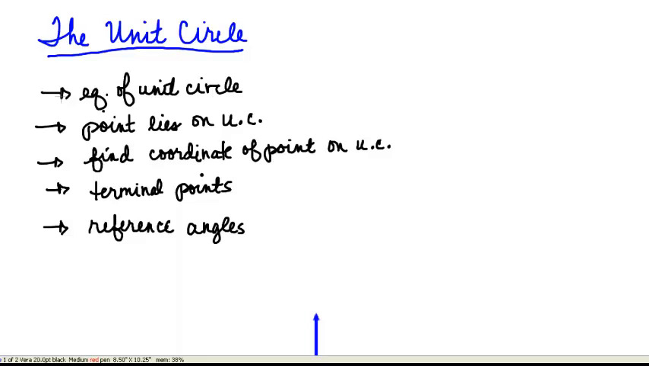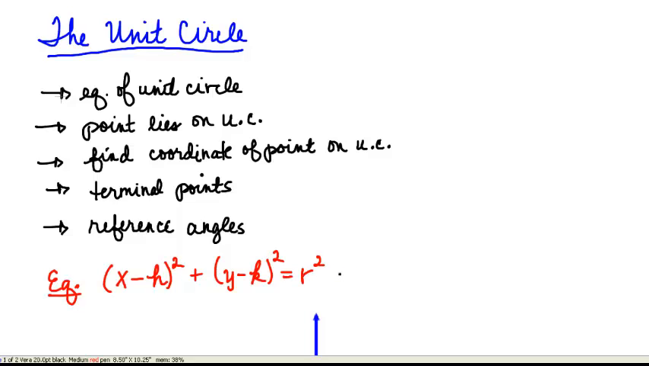So let's go back to talk about the equation of a unit circle. Before we can do the equation of the unit circle, let's recall the standard form of a circle. Do you recall that the equation of a circle is defined to be the points x, y that satisfy this equation, that (x minus h) squared plus (y minus k) squared is equal to r squared, where (h, k) is the center of the circle and r is its radius.